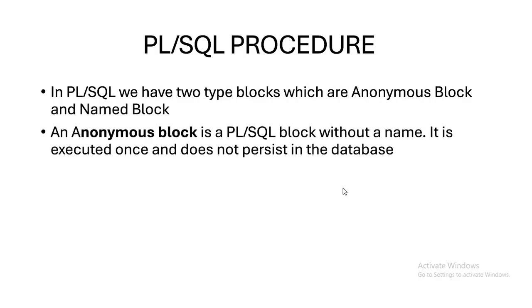An anonymous block is a PL/SQL block that does not have a name, and the blocks that we have discussed so far in our videos are anonymous blocks. It is executed once and we cannot store it in the database.